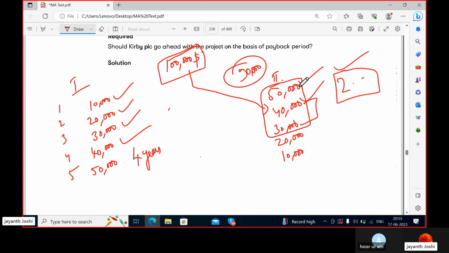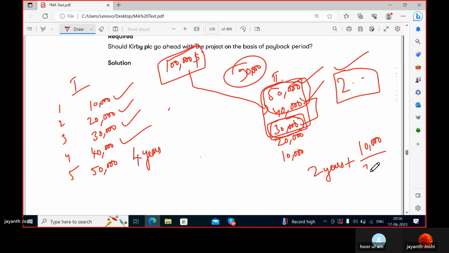So in two full years exactly, I am recovering 90,000. So 2 years plus. Now I want how much more? I want 10,000. Out of how much? 30,000 in the third year. So please understand, 90,000 I have recovered in 2 years. I took 2 years as base, plus I want how much now to recover more? 10,000 to make it 100,000. So 10,000 I will recover, but out of what I will recover? Out of 30,000. So 10,000 divided by 30,000.